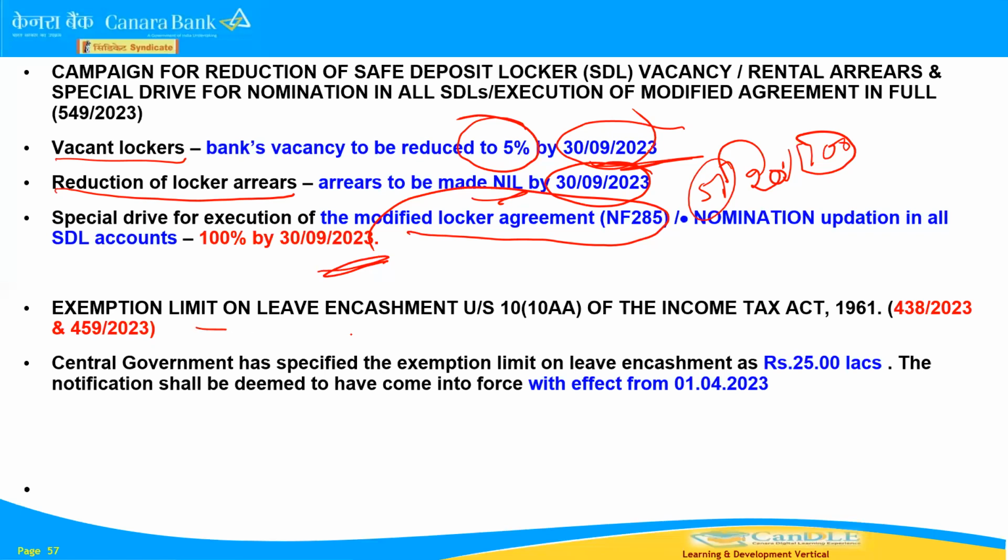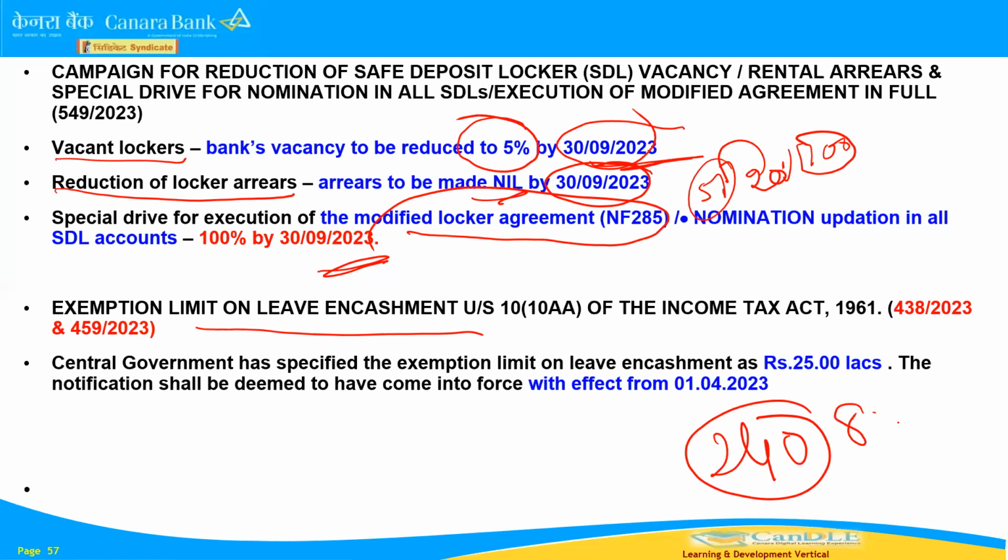Then leave encashment. See, when you are retiring, you will get leave encashment. You can sell 240 leaves. 240 leaves means 8 months. For example, you are getting a salary of 2 lakhs, so 16 lakhs you are getting. This is not taxable. The central government specified exemption will be 25 lakhs from 1/4/2023. The amount you remember, 25 lakhs.